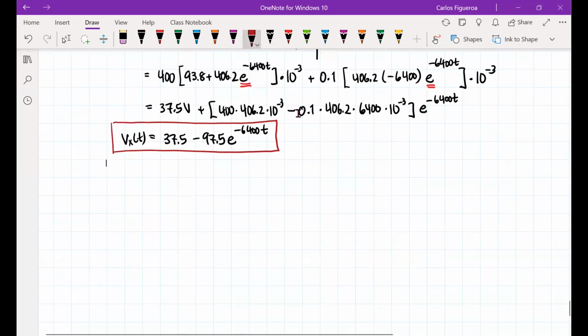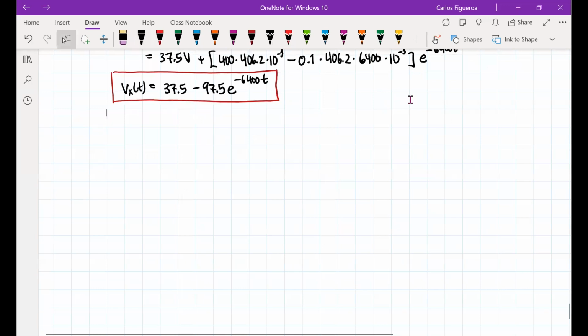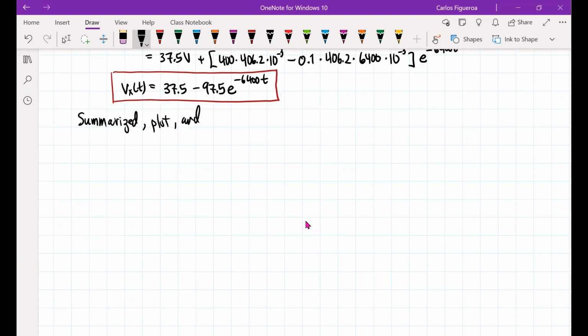So now I want to interpret this voltage, okay? To interpret it, I really have to do three things. I'm going to summarize this, I want to plot it, and interpret as much as I can.